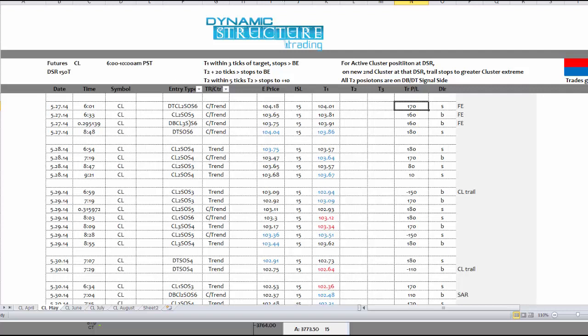And then the rules of engagement: if we're within 3 ticks of the target, the stop moves to X, and so on. So it makes it easier to focus.